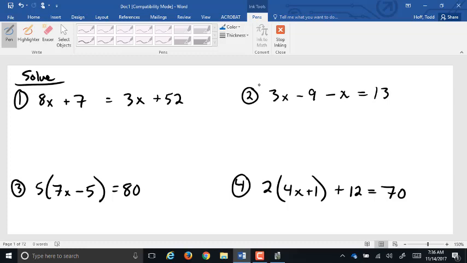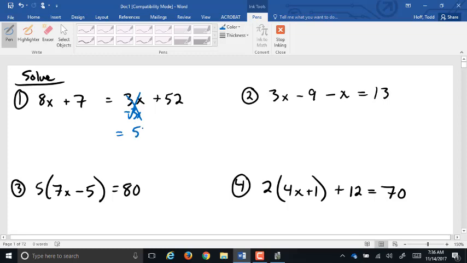That's exactly it. There's a variable on each side, so we have to get rid of one. We usually get rid of the smallest one. In this case, that'd be the 3x. And you're right, it's a positive 3x. We subtract it. It's gone. These are just 52 over there. We have to subtract it from both sides.